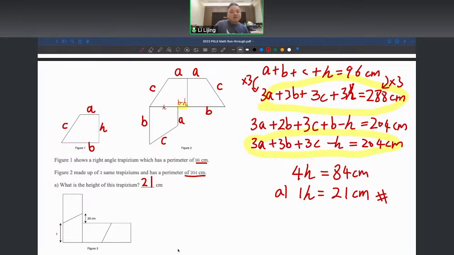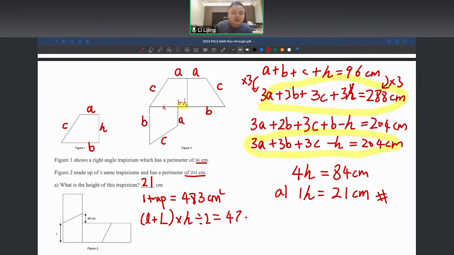Okay, so for the trapezium, total area of 1932. For one trapezium, you can use 1932 divided by 4 to get 483 cm squared. This is for one trapezium. Then you recall your trapezium formula: the shorter length plus the longer length, then times the height of the trapezium, divided by 2. If you remember, this one equals 483.